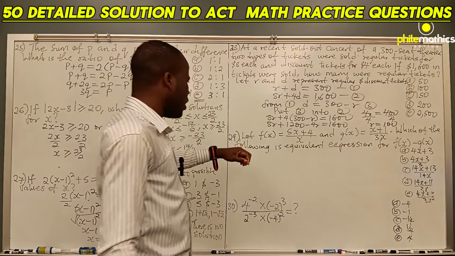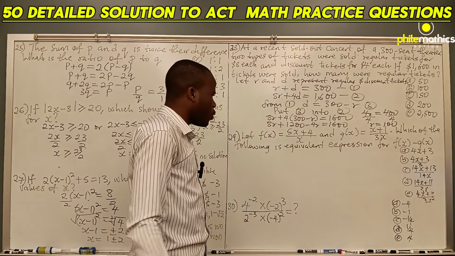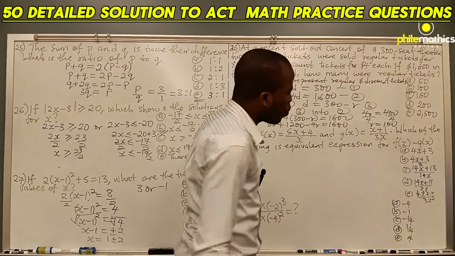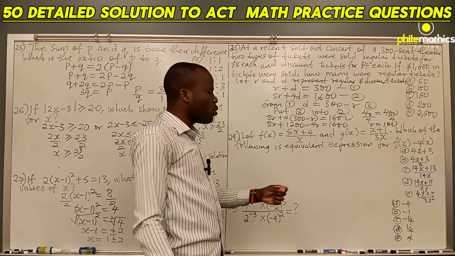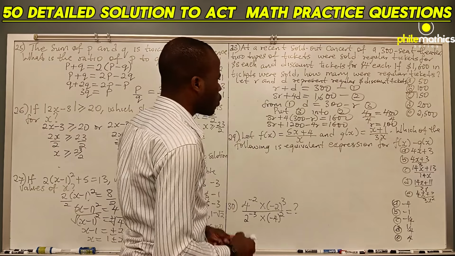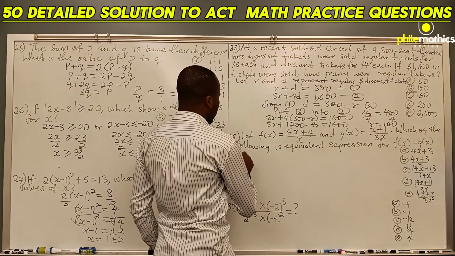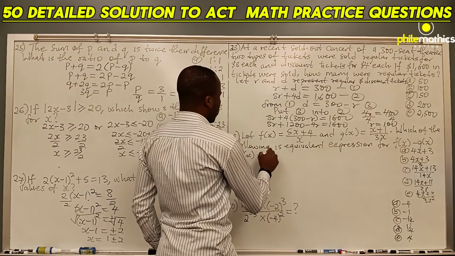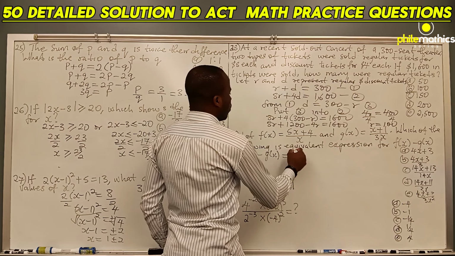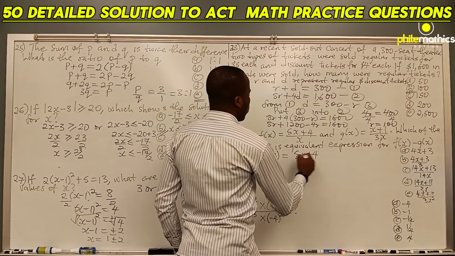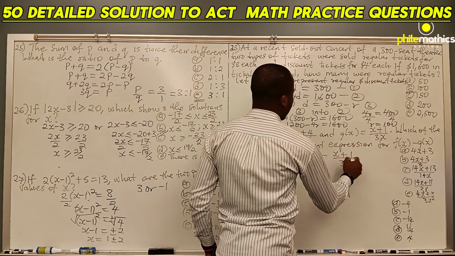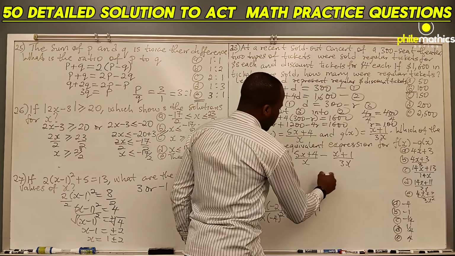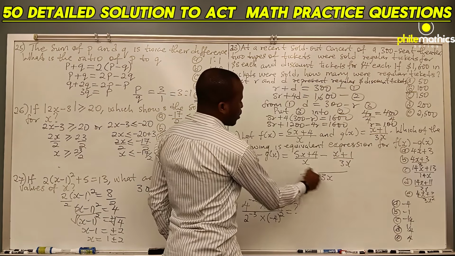Question 29 says, let f of x be 5x plus 4 over x and g of x be x plus 1 over 3x. Which of the following is an equivalent expression for f of x minus g of x? So f of x minus g of x will be 5x plus 4 over x minus x plus 1 over 3x. The LCM is 3x, and x into 3x is 3.